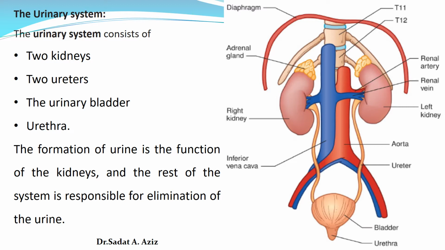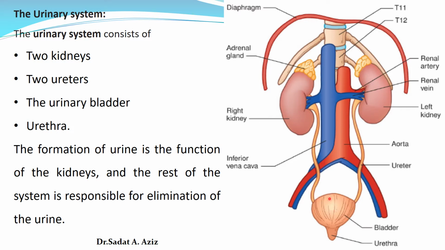So the urinary system is consisting of what? What we have here, we have two kidneys, each located at each side of the body. We have right and left kidney. Then we have two ureters. They extend from the kidney toward the urinary bladder. This one extends from the left kidney to the urinary bladder, and this one extends from the right kidney to the urinary bladder.